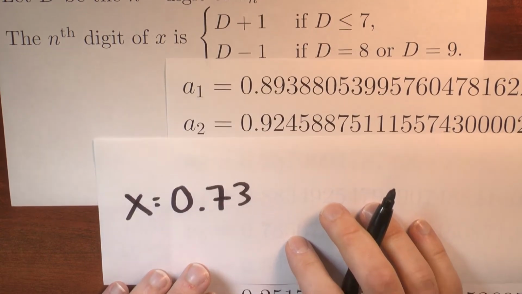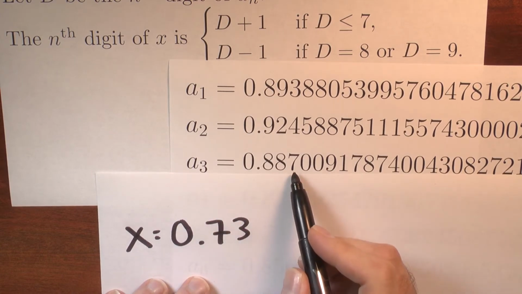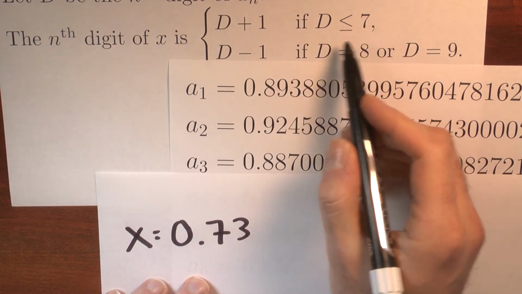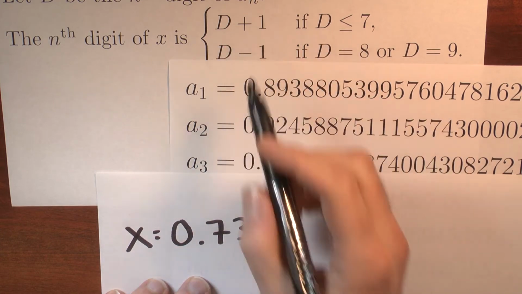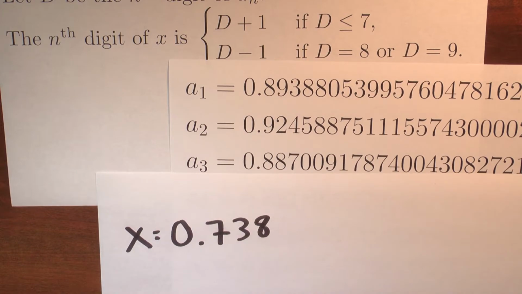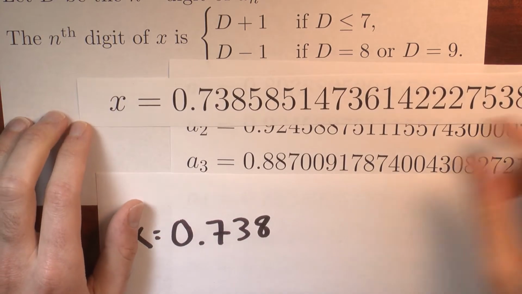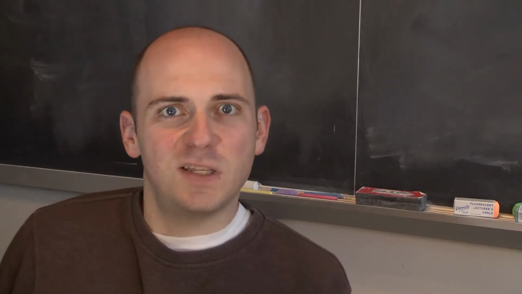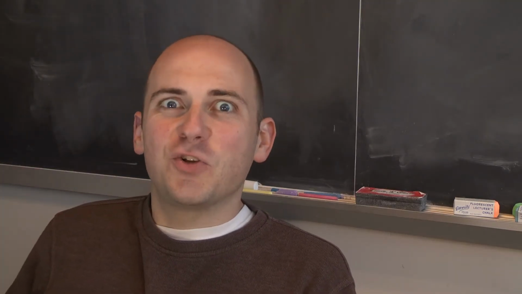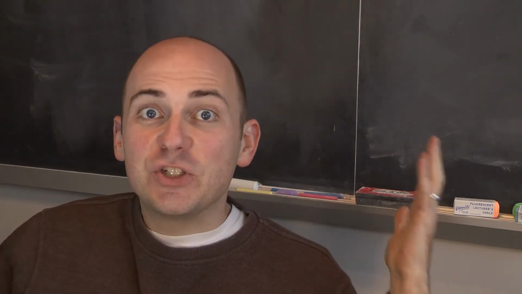To get the next digit, I'm going to look at the third number in my list, and the third digit of the third number is 7. And that means my third digit of x is going to be an 8. And I can keep on playing this game, and if I keep on doing this, I'll eventually write down a number that starts off like this, 7, 3, 8, and so on. Supposedly, I listed off every single real number between 0 and 1 on that list. x is also a number between 0 and 1, so it must be one of the numbers on our list.